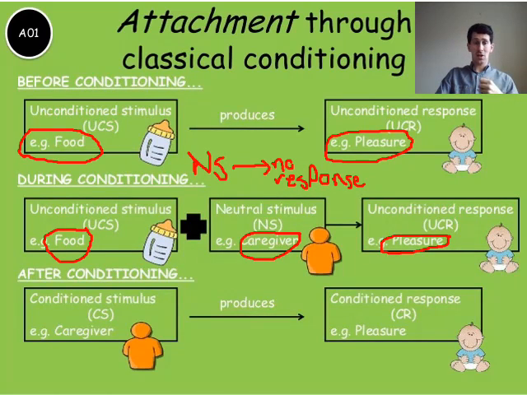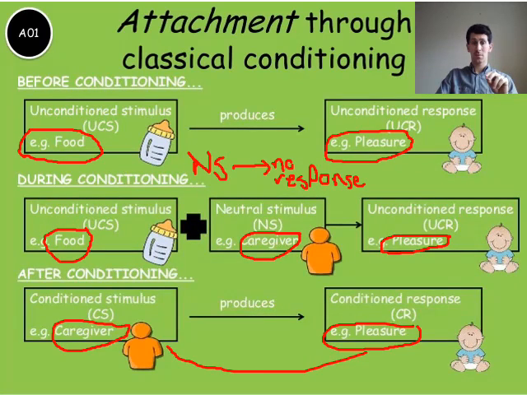After the conditioning has occurred, the mother is now the conditioned stimulus. The mother or the caregiver is a conditioned stimulus, which brings about the conditioned response of pleasure. So it goes through these different stages, and you've got to know what happens before conditioning, during conditioning, and after conditioning. It's all about the association the child makes between the food and the primary caregiver. Eventually, a child gets pleasure from the mother because he associates the mother with food.